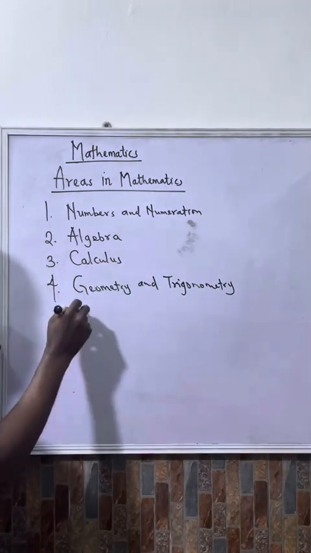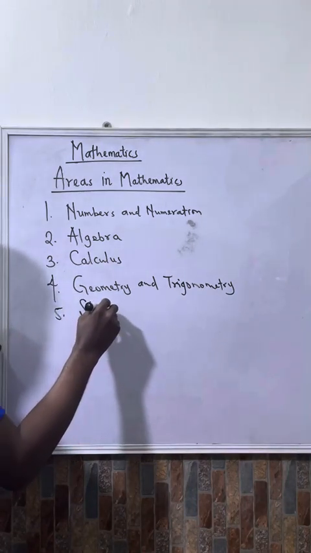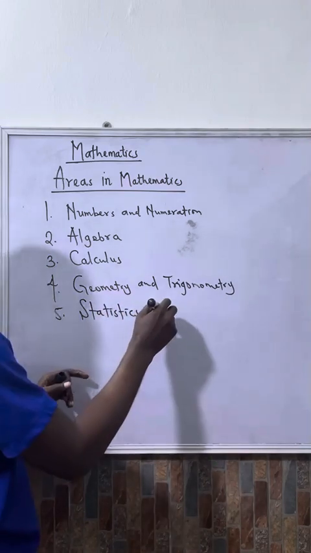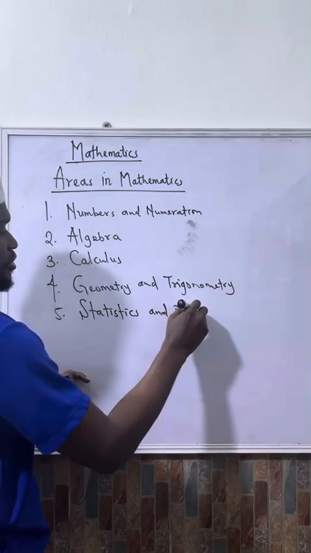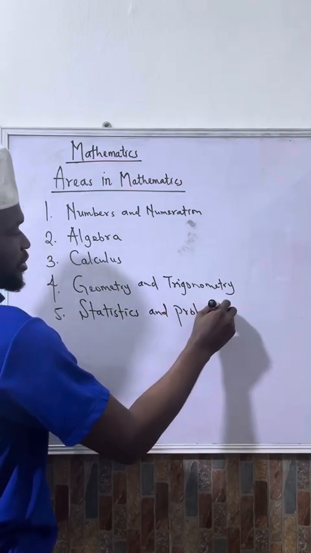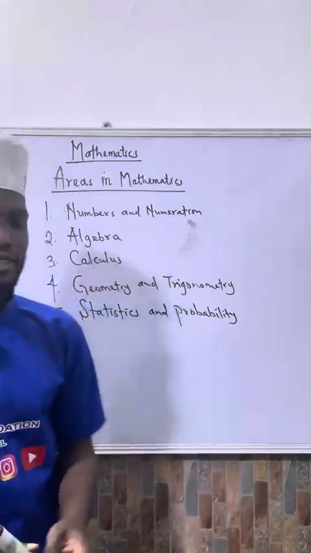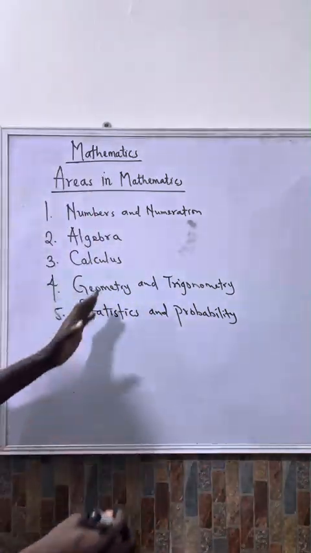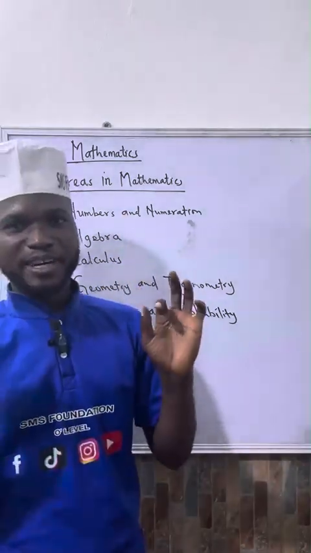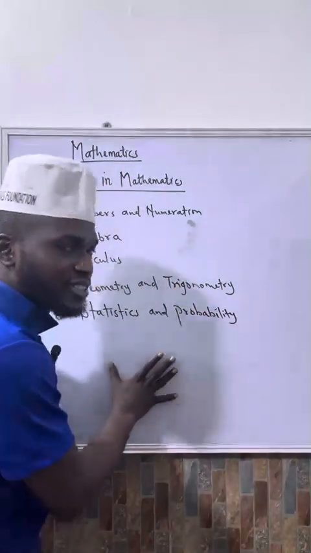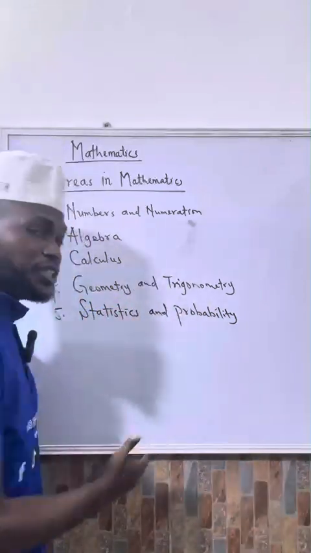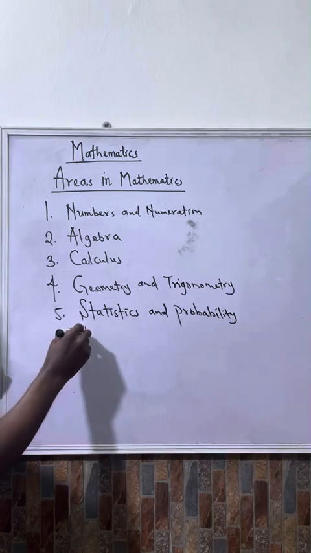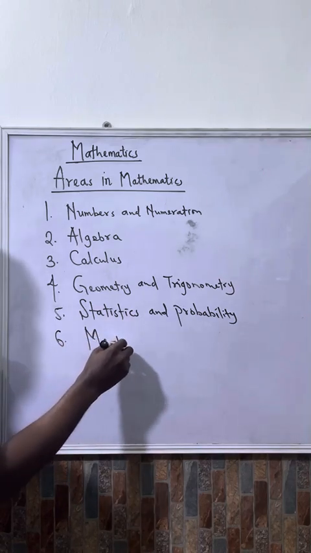Number 5, we have statistics. Under statistics, we also have what we call probability. So it is under statistics that we have probability. Next, if you are talking about ordinary mathematics, all these 5 areas are the things that you will deal with. But with the inclusion of further mathematics, we are going to have mechanics.